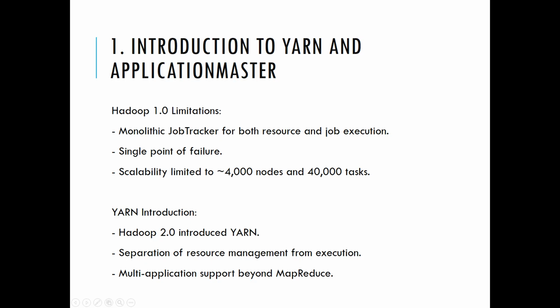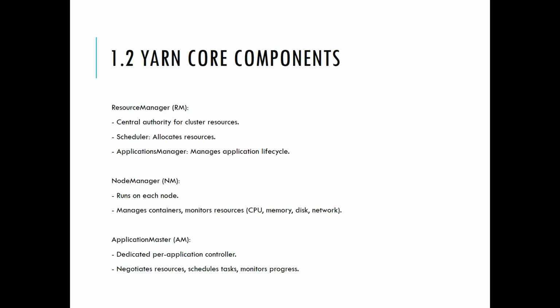Its key innovation was the separation of resource management from application execution. This separation enabled multi-application support, moving far beyond just MapReduce. YARN's architecture is built on three core components. First, the ResourceManager, or RM. This is the central authority that governs all resources in the cluster. It consists of two parts, the Scheduler, which allocates resources to running applications, and the ApplicationsManager, which manages the lifecycle of every application. Second, the NodeManager, or NM.